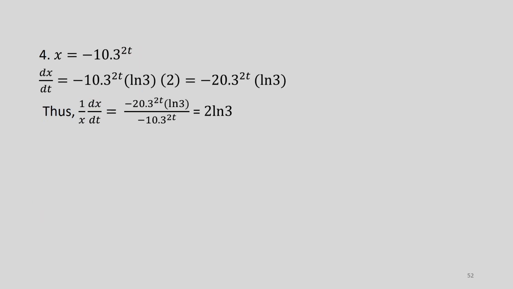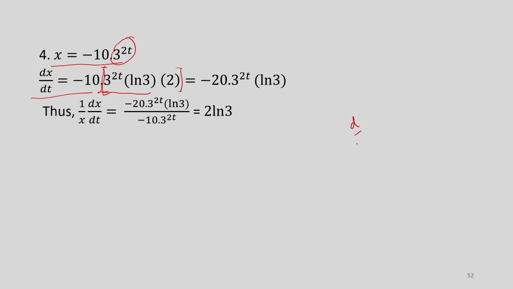Fourthly, x is given as minus 10 multiplied by 3 to the power 2t. Now, in this case again I have to first find out what is dx dt, and this is going to be a little bit complicated. Firstly, note that minus 10 is a constant, so I can just put it in front. So, minus 10 multiplied by d dt of 3 to the power 2t. Now, what is that?